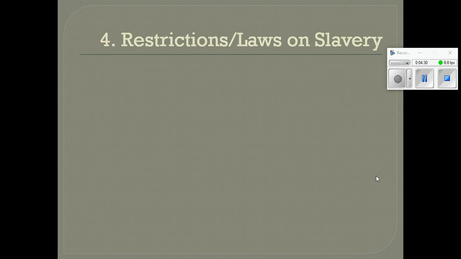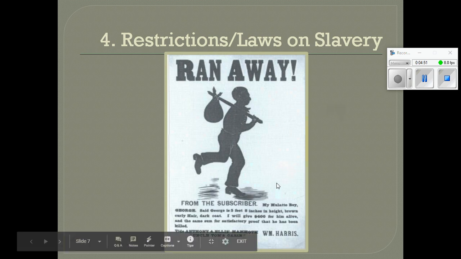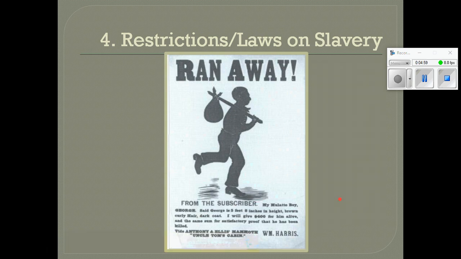So other restrictions that they had and laws on slavery, because it wasn't the same everywhere, and you say, well, what could they do to really hold them in place? Well, you have different images like this that I'll have in this PowerPoint of advertisements or signs for getting slaves who might have escaped. And this one says, "My mulatto boy, George, curly hair, dark coat, and I will give $400 for him alive."